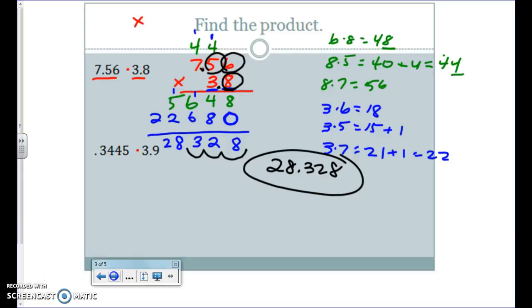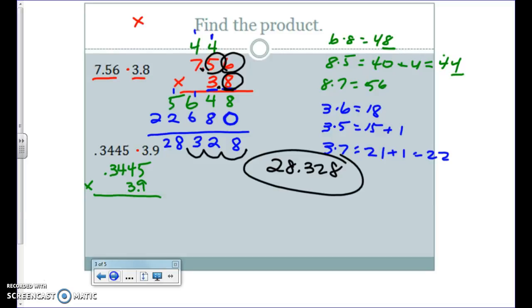Okay, so let's take a look at another one here. We got a little bigger problem this time. And I'm going to go through it a little quicker as well. The 0.3445 has more digits. It's not bigger than 3.9, but it does have more digits. So I'm going to put 3445 on top times 3.9. And we're going to solve this guy. I'm going to go a little quicker this time.